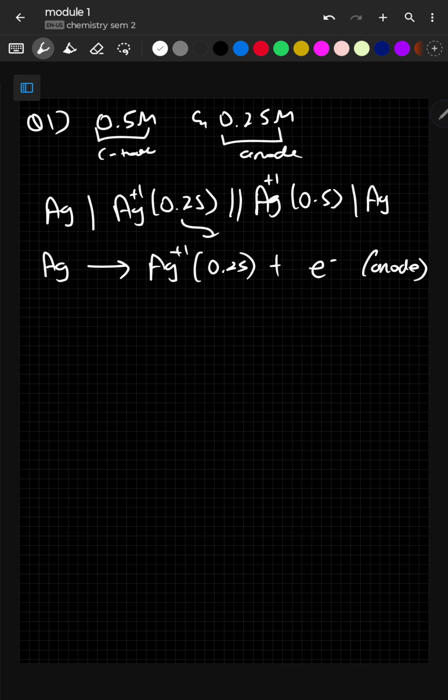This one. Okay, this part is the anode part, this part is the cathode part. Then in the cathode, what's going to happen? It's going to accept electrons. Gaining of electrons is called reduction. That's going to happen there.